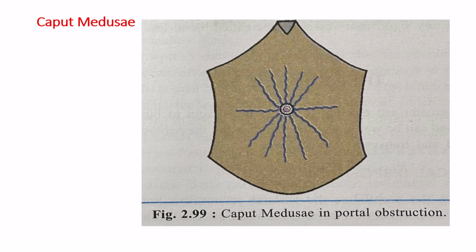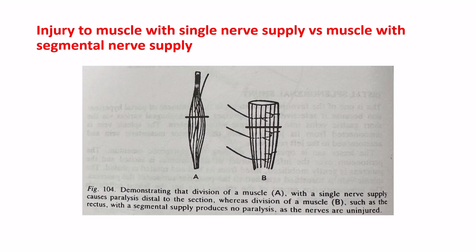There are other areas of portocaval anastomosis like the anal canal, the diaphragm, the lower end of the esophagus. So all those areas we'll deal with, the portocaval anastomosis, in subsequent classes. So now we'll come to the surgical aspects.